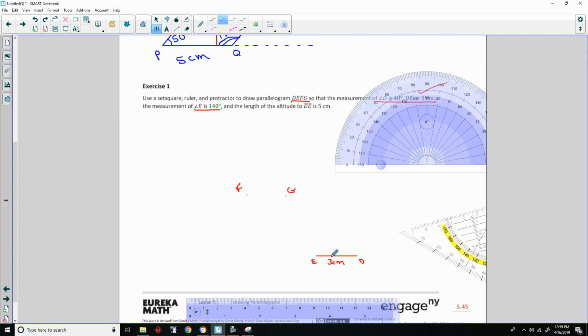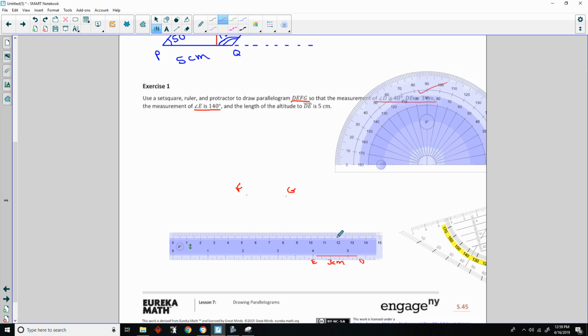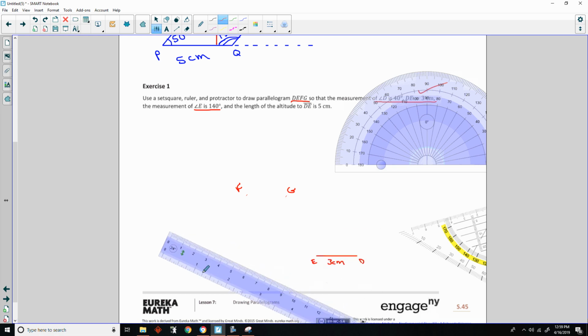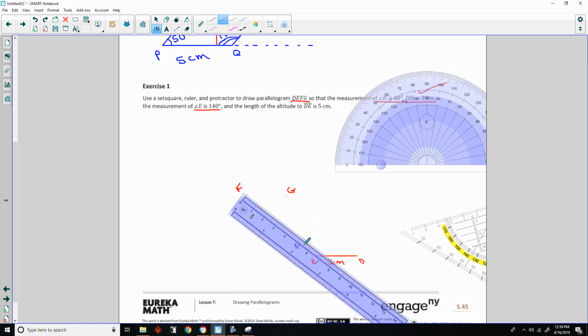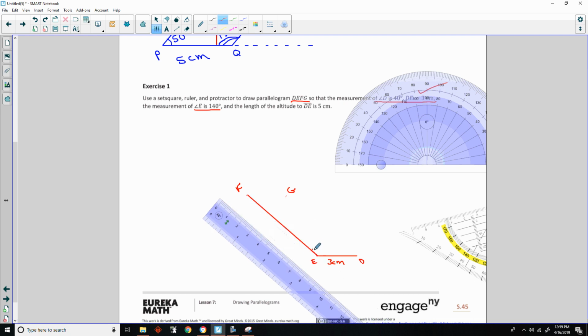Okay, so first thing I'm going to do though is draw a segment from E to F. So I'd put my ruler either 0 right on F or 0 right on E, it doesn't matter. And I'm rotating this, so I'm going right through E. So here's my segment. So I know this is my obtuse angle of 140 degrees.